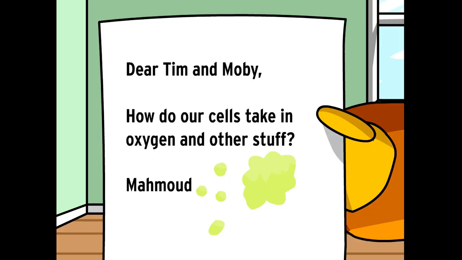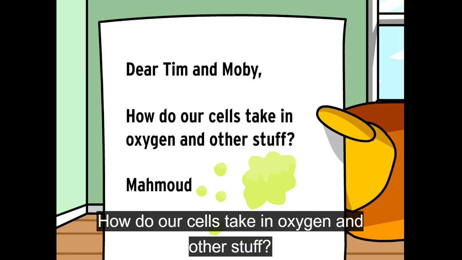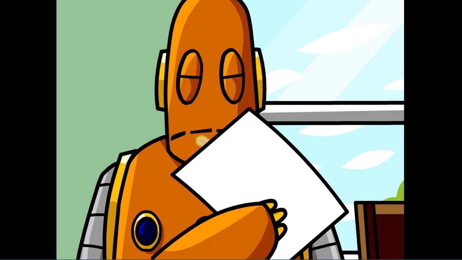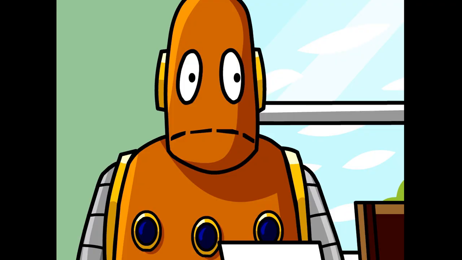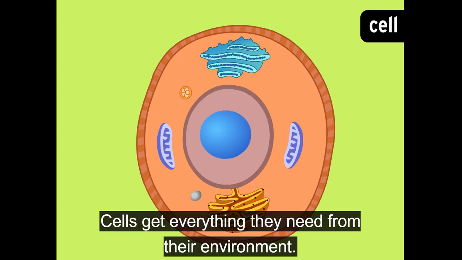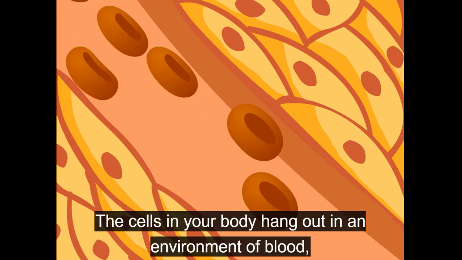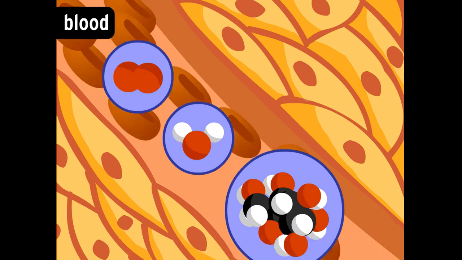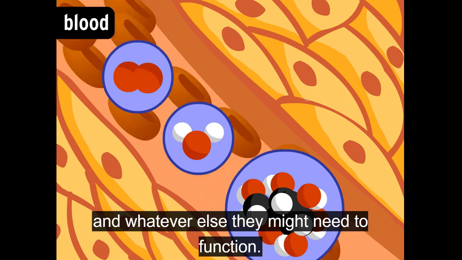Dear Tim and Moby, how do our cells take in oxygen and other stuff? From Mahmood. Cells get everything they need from their environment. The cells in your body hang out in an environment of blood, which contains oxygen, water, food, and whatever else they might need to function.